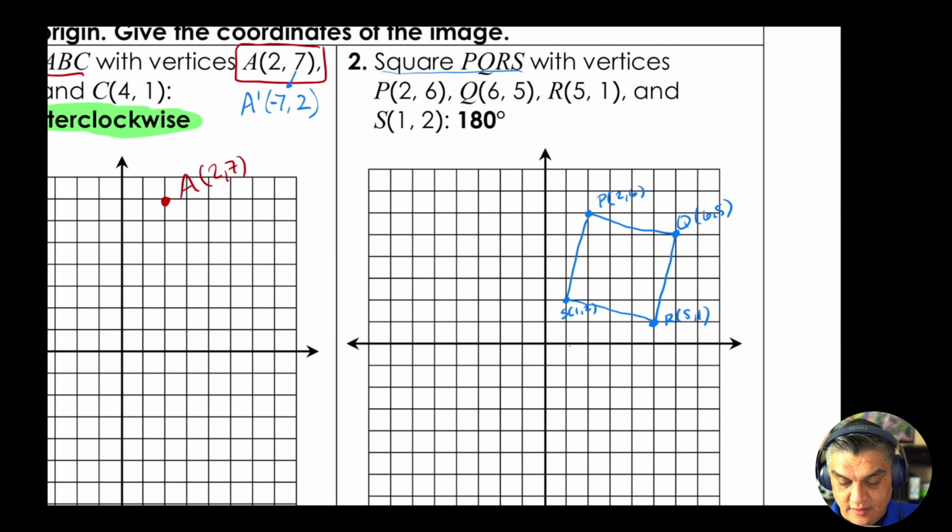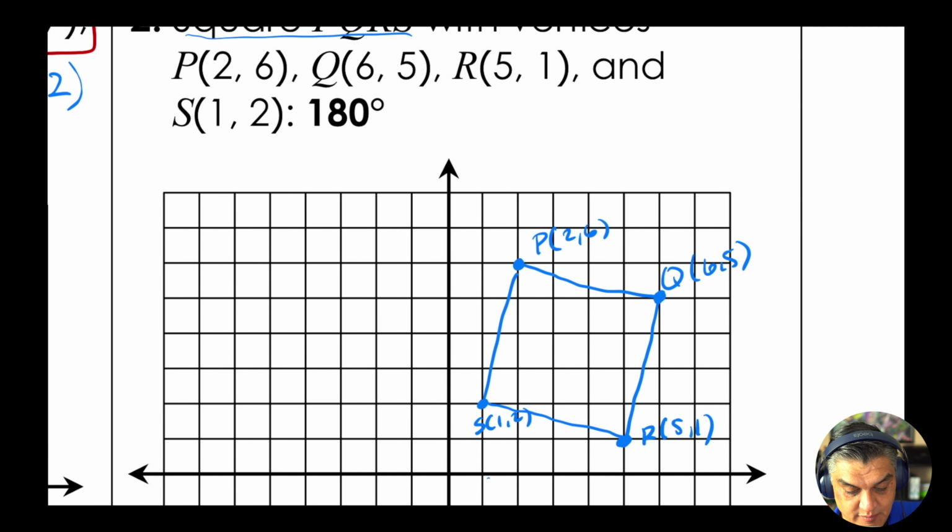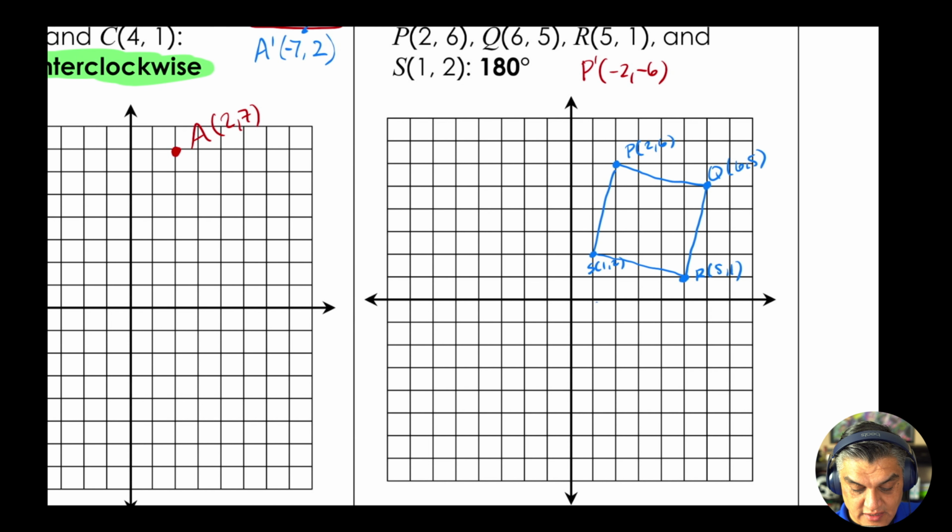Okay. So P is 2, 6. So that means P prime, we can write it right here, would be -2, -6. So let's do that. 2, 1, 2, 3, 4, 5, 6. That means P prime is down here.